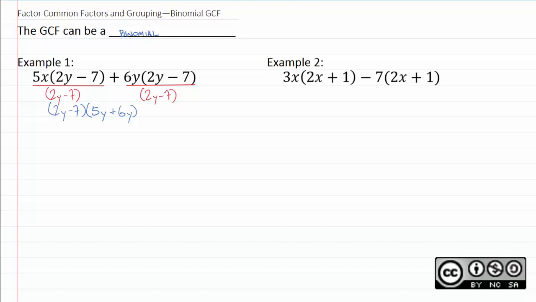Example 2 works the exact same way. We have two of the same parenthetical, yet again, so I can just factor it out. I'll have 2x plus 1. And then the remnants, well, my first overall term here has 3x. And my second overall term here has 7. There's a minus between them. And that's it.